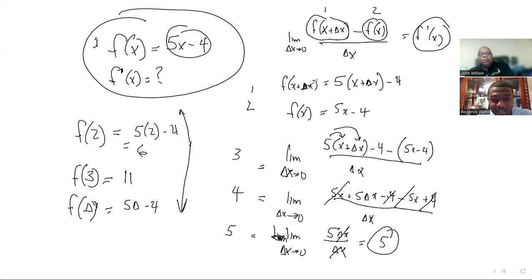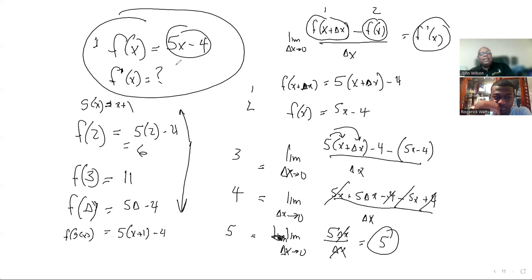Step 1 is defining what f of x plus delta x is. It's just like here, you plug in x plus delta x for x. You've been doing it before, you just don't realize it. What did you do when you had f of g of x? That's why that was important when you were learning that. Let's say g of x is x plus 1. What's f of g of x? Well, it's 5 times x plus 1 minus 4.